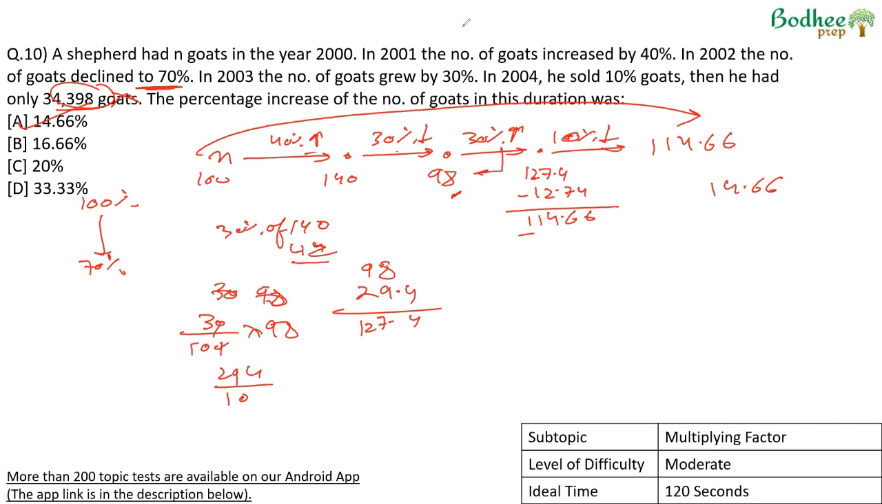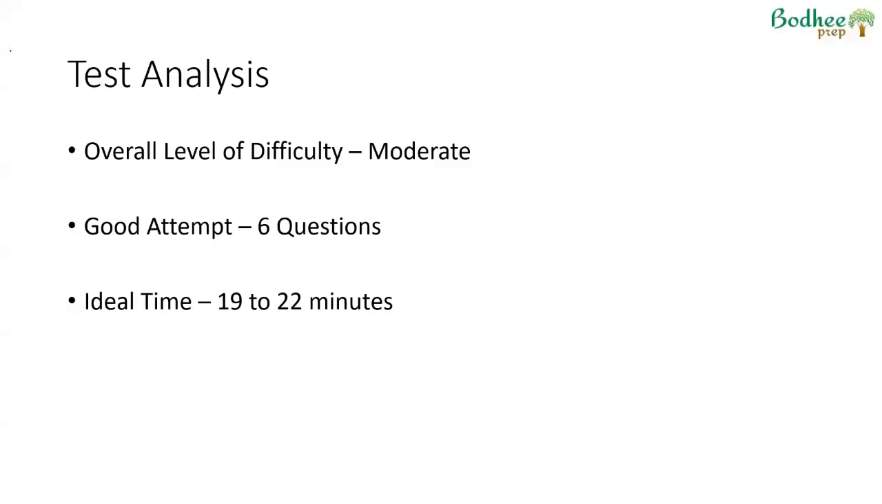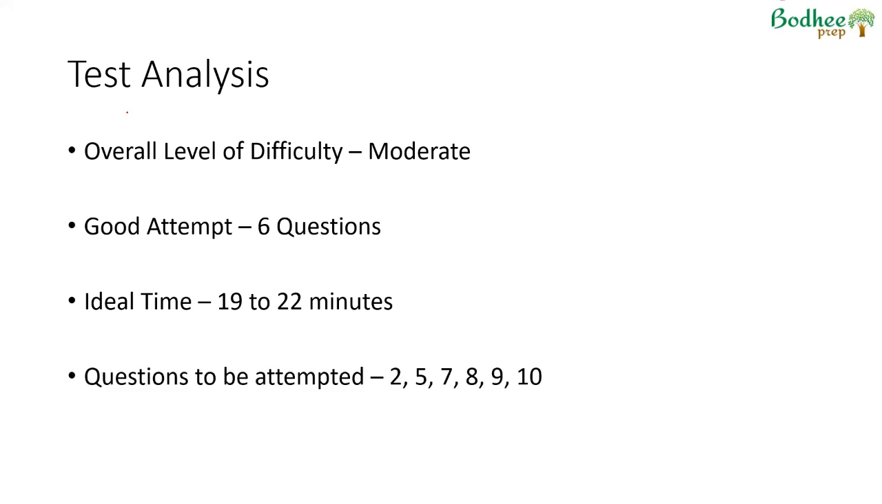So if you look at the overall level of difficulty of the test, as I said initially, moderate level, a net 6 questions would be a good attempt. And the questions that I would have gone for were 2, 5, 7, 8, 9, and 10. Which are these questions?